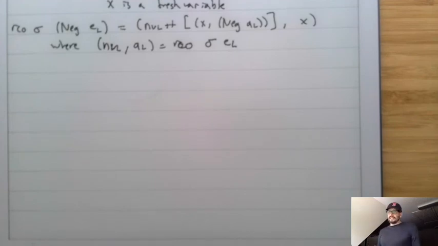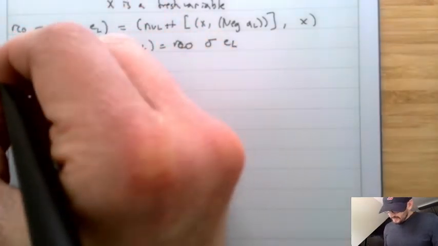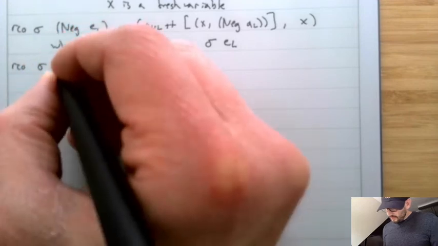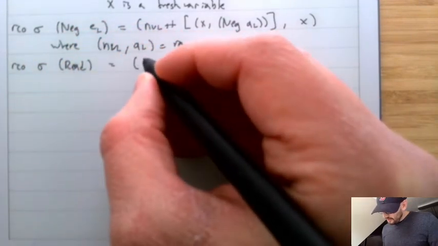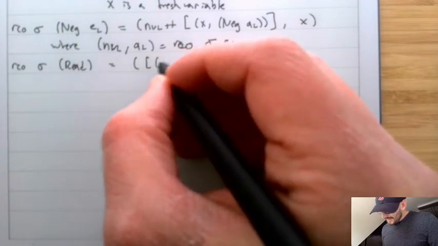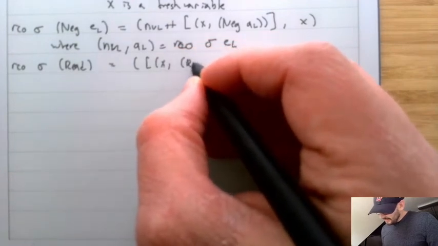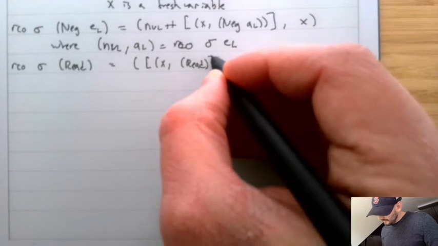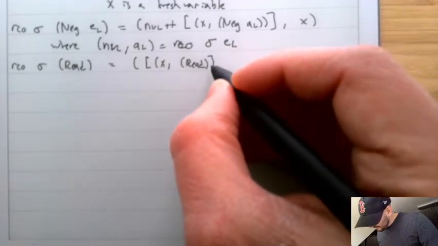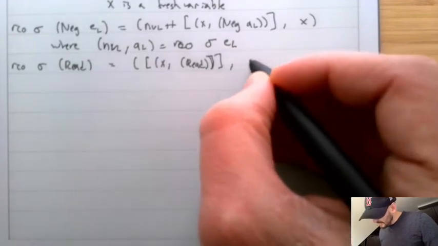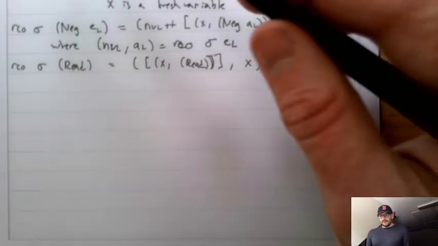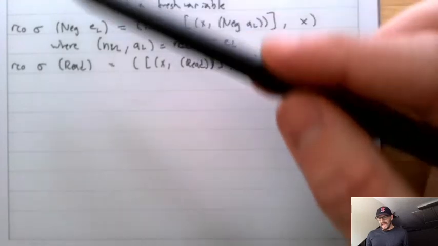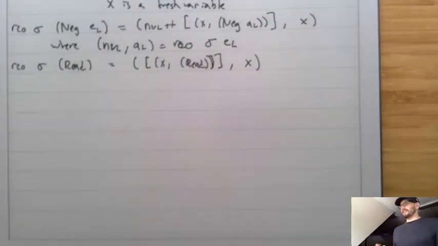So we're almost done. We next need RCO when we're called with a read. In this case, we just return a list that has x and a read, and x. Okay, so we have number, variable, add, negation, read. All that's left is for a let.